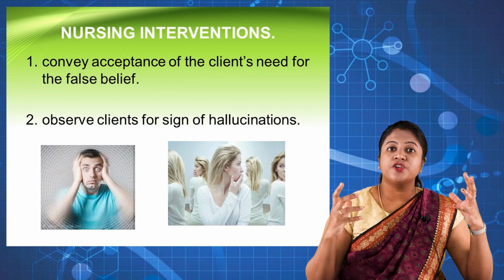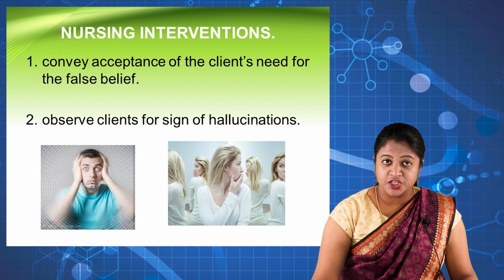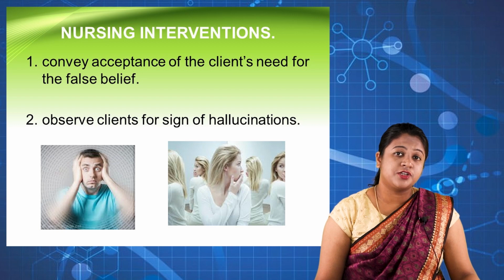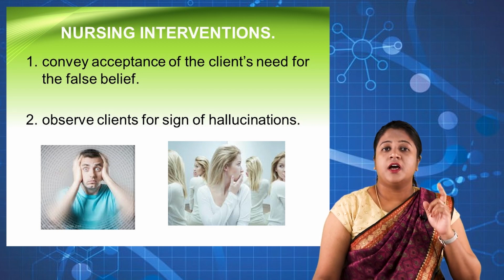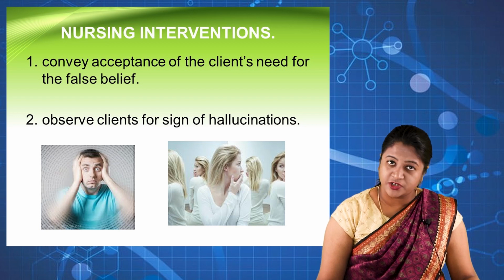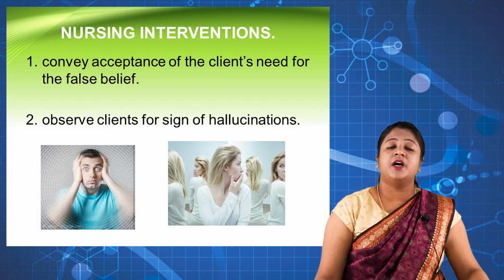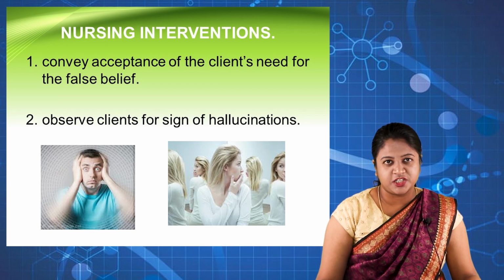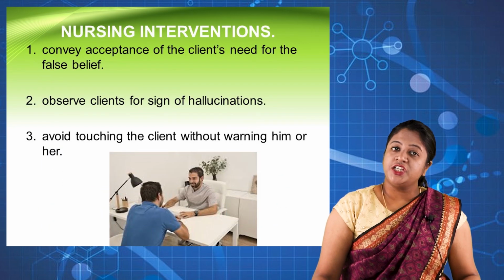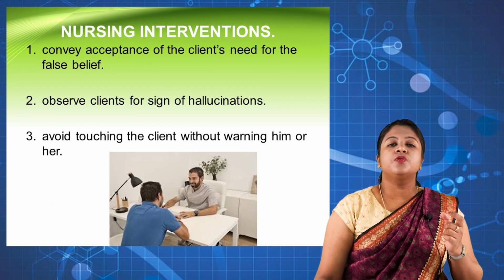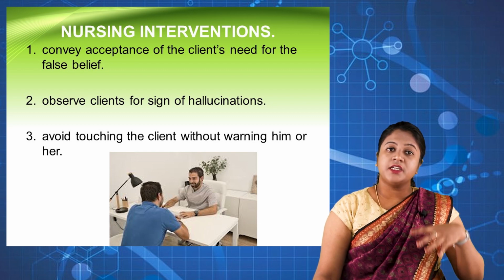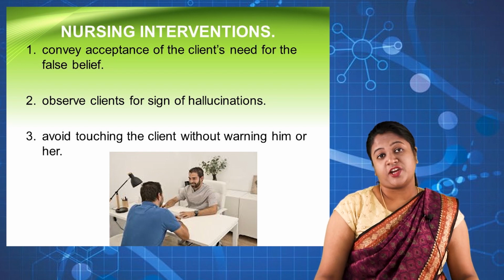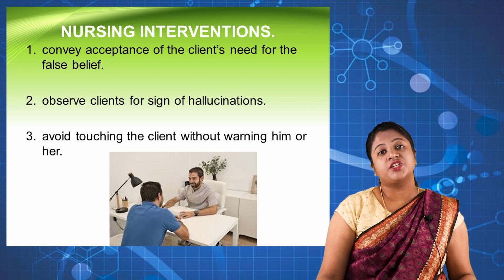The second thing is you're going to observe the client for hallucination. The most common type of hallucination is the auditory type. You're going to find out whether it's a first person, second person, or third person auditory hallucination, and whether he is having, apart from visual hallucination, olfactory, gustatory, or tactile hallucination. What is the type of hallucination the client is having? Avoid touching the client without warning him or her. Since the client is in the world of fantasy or hallucination, you do not know when he will strike you. So always try to avoid touching the client.